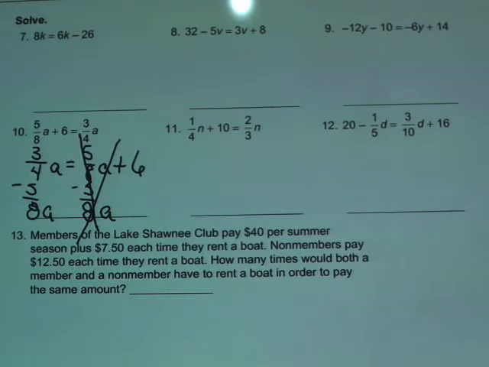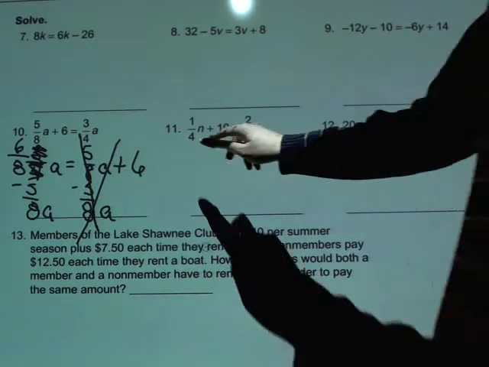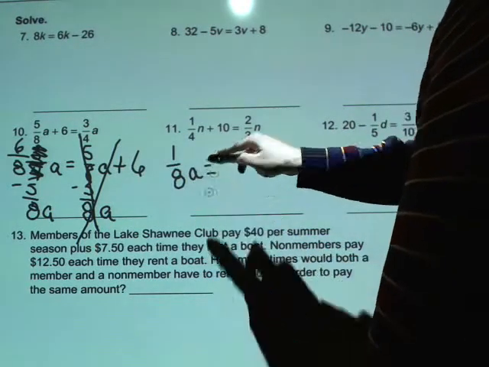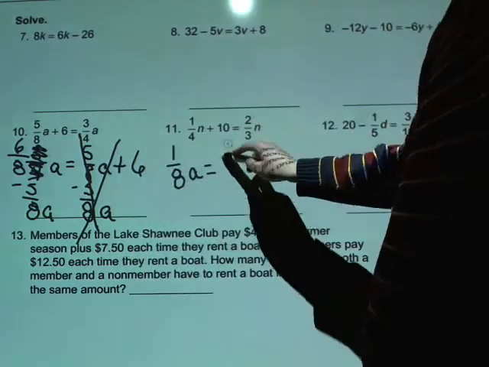Well, looking at the denominators of 4 and 8, the common denominator is going to be 8. So really all I have to do to make that happen is to double the fraction 3/4, multiply the numerator and denominator by 2. So this is really the same as 6/8 a. And now all of a sudden it works. I've got 6/8 a - 5/8 a, that's 1/8 a. And what does it equal? Well, it equals my other number, 6.